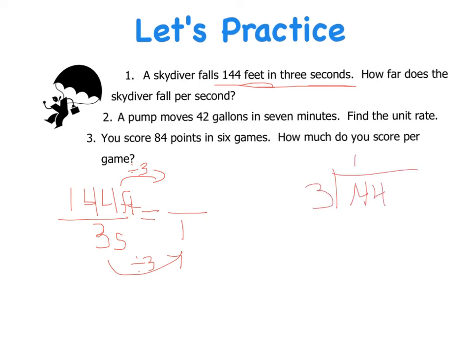3 goes into 14 4 times, gives me 12. Have 2 left over. 3 will go into 24 8 times exactly. So I have 144 feet in 3 seconds, so it's 48 feet in 1 second.